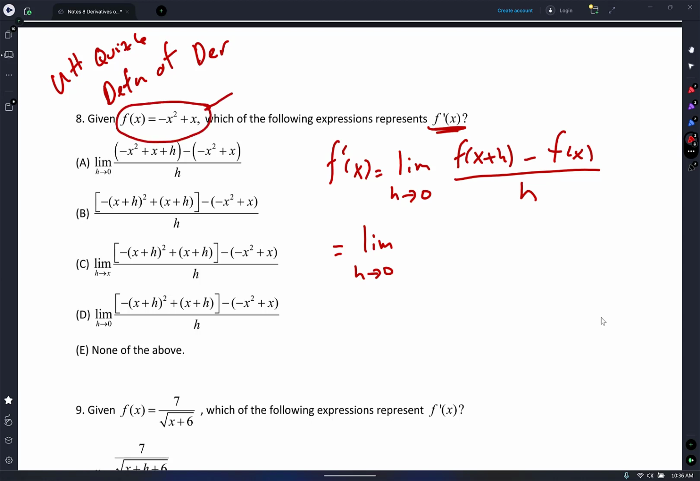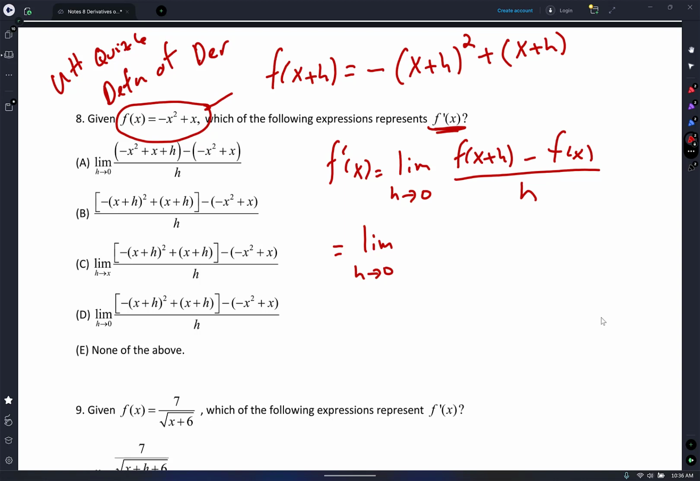On the side, f of x plus h is nothing more than, put a negative there first, open a parenthesis, and then for x, write the expression x plus h, close it, put a square, plus, open another parenthesis, and then for that x, type in x plus h, close it. Do you guys see what I did?